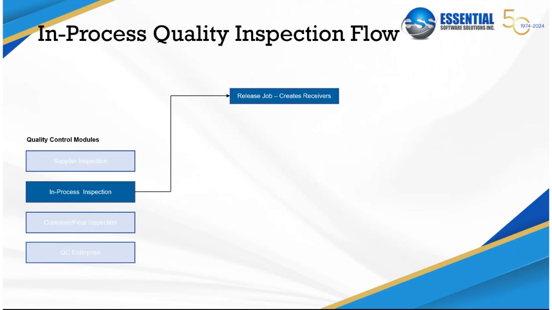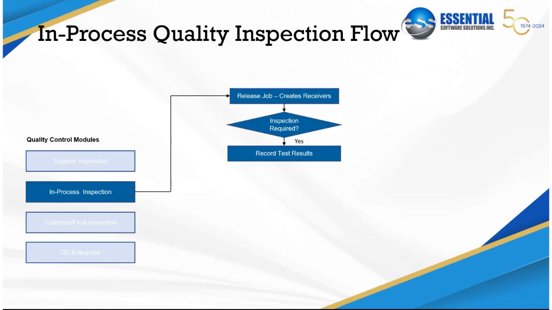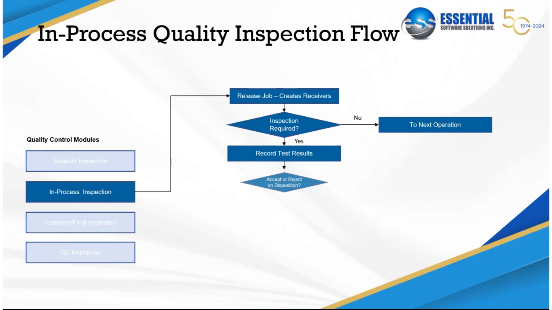Obviously for in-process, it's the release of a job. So the moment my job status is changed to released, if that item is flagged as a QCS item, it's going to go ahead and create a receiver for us. From there, the same question: is an inspection required? If no, then it just moves on to the next operation. If yes, we're going to record our tests and results.